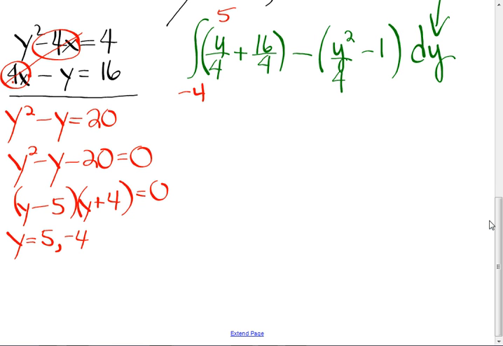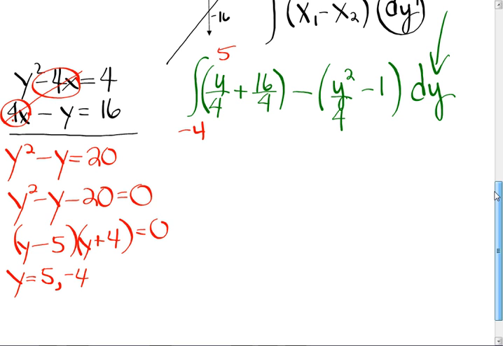Well, it depends. If they said set up and do not integrate, you would leave it there. If it's in a graphing calculator section, I wouldn't even integrate it by hand. I would get my calculator out and let the calculator do it. We'll do it on the next one.